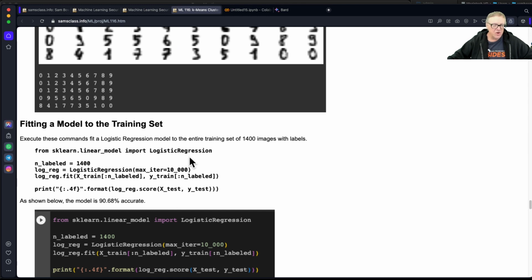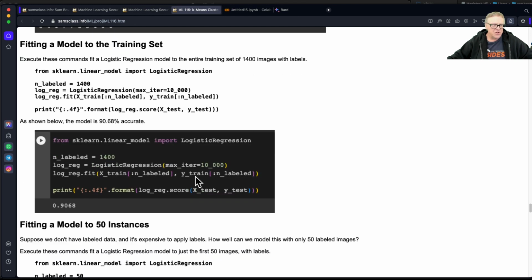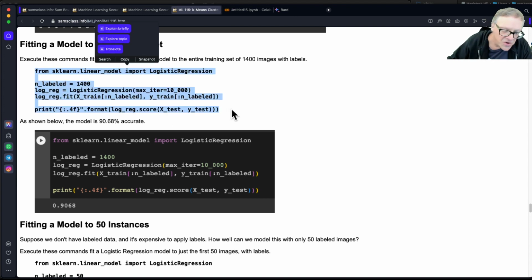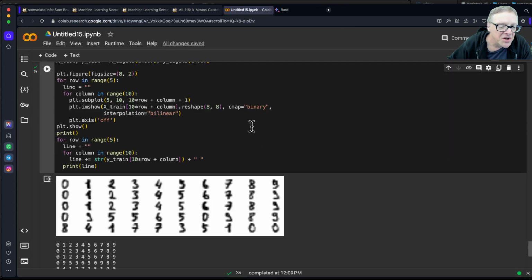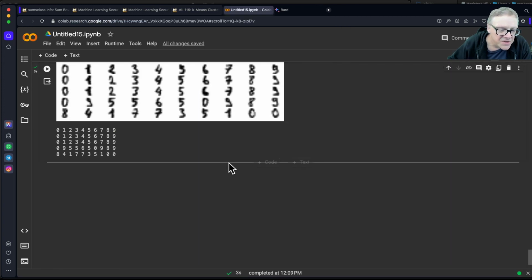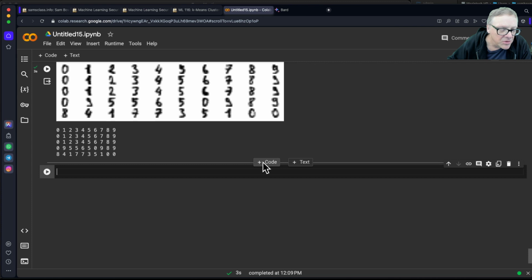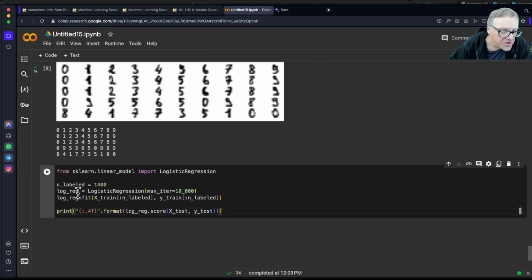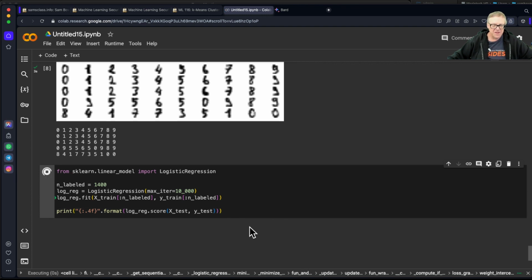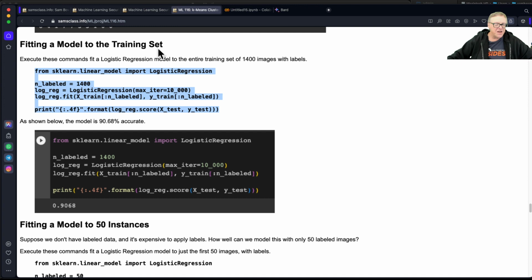Now here we're going to fit a logistic regression model to the training set. This is the kind of model that you could get if you use the labels. Let's start with that for comparison. And we've done this before. So if you use all the labels and fit it to the entire training set, which in this case is 1,400 images, this is not, I think, the MNIST, it's another one, the same thing, we get 90.6% accurate.